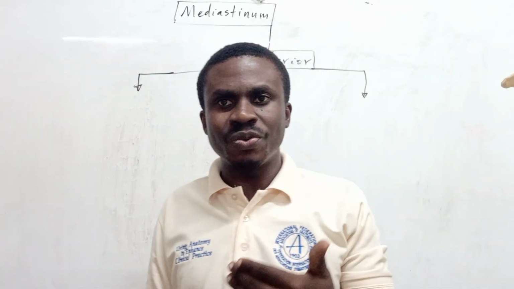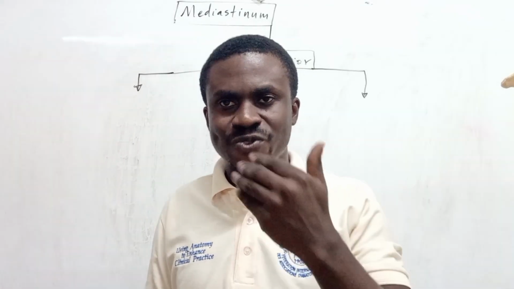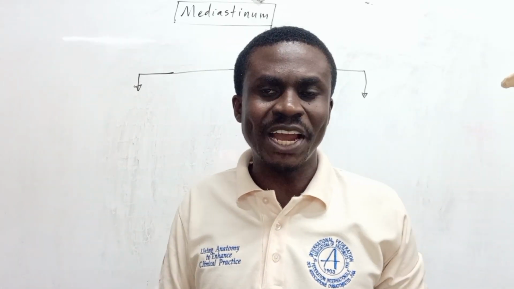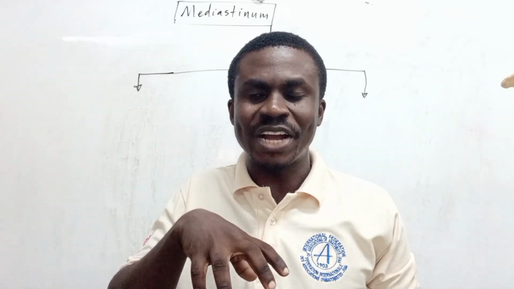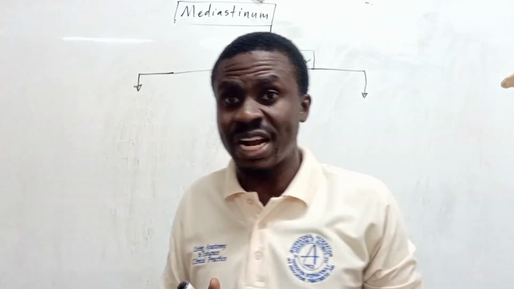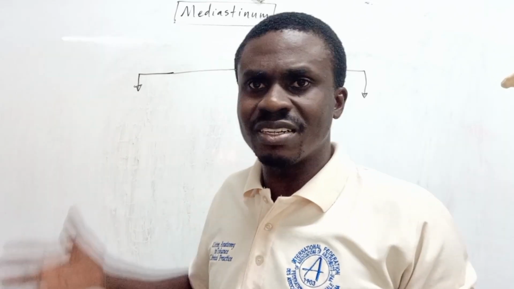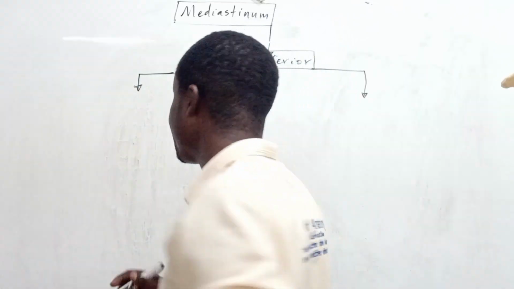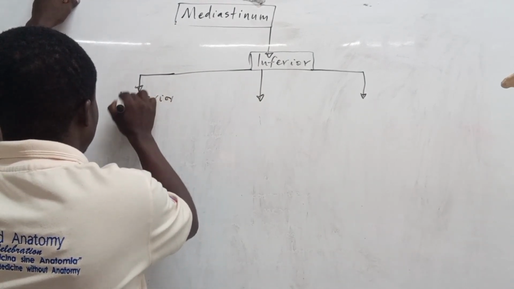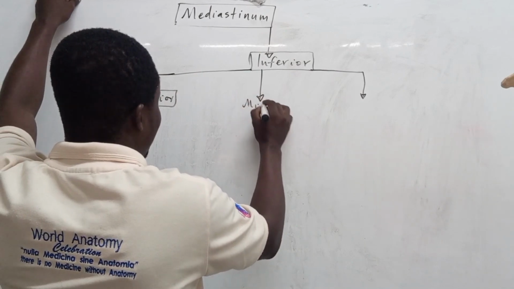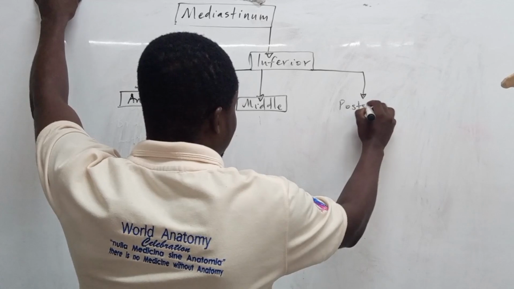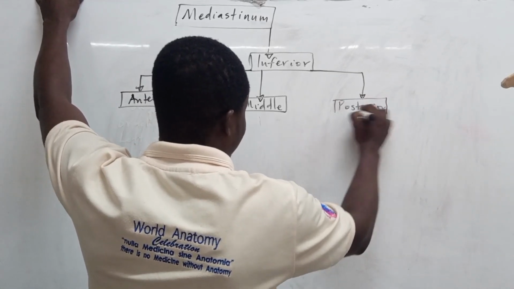So what happens is that if you come in front, or anterior, to the pericardium, inferior, that's what we're talking about, then you become anterior mediastinum. If you are with the heart and the pericardium itself, you are in the middle mediastinum. And if you are behind, or posterior, to this pericardium, you become posterior mediastinum. So they are the divisions of the inferior mediastinum. And so we are going to have the anterior portion, the middle portion, and then also the posterior mediastinum.